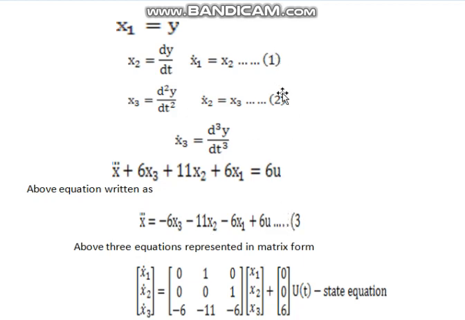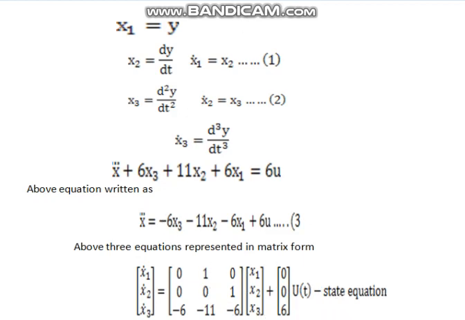So equations 1, 2 and 3 are represented in the matrix form. x1 bar equals 0 into x1 plus 1 into x2 plus 0 into x3 plus 0 into u of t, so x1 bar equals x2. x2 bar equals 0 into x1 plus 0 into x2 plus 1 into x3 plus 0 into u of t, so x2 bar equals x3. x3 bar equals minus 6 into x1 minus 11 into x2 minus 6 into x3 plus 6 into u of t. This is the state equation.